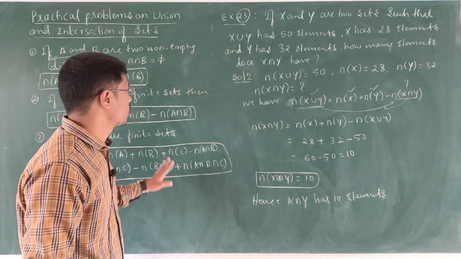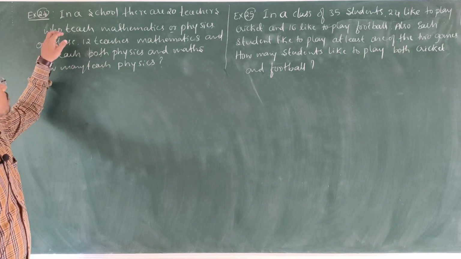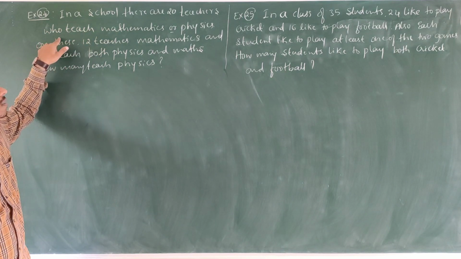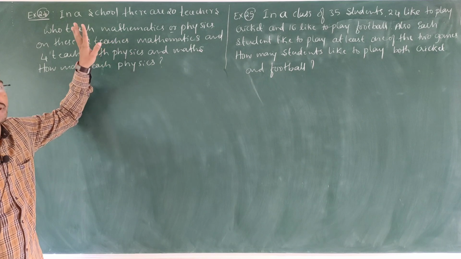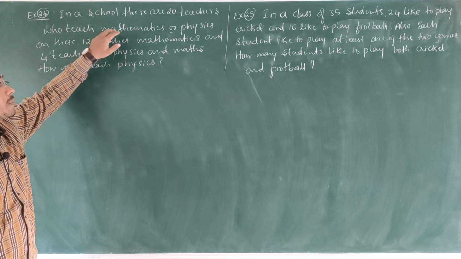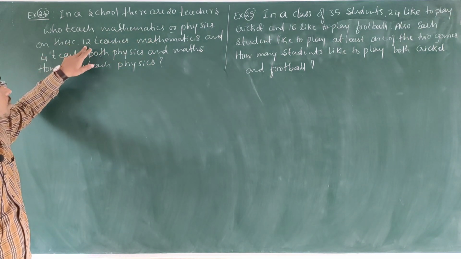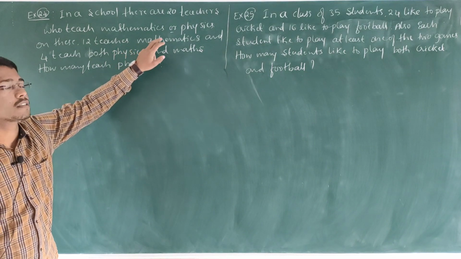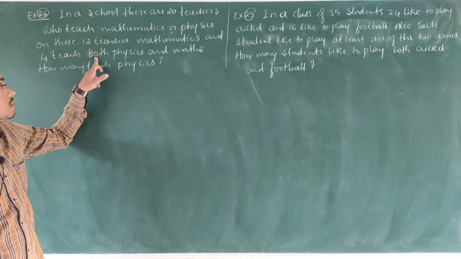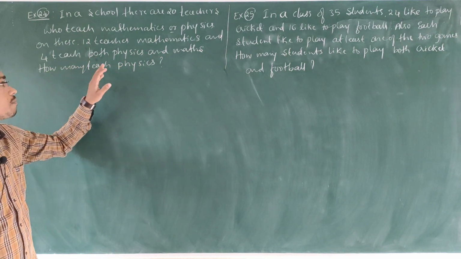Okay, so this is a very important problem for 3 marks. Next, example 24. In a school there are 20 teachers who teach mathematics and physics. Among the 20 teachers, some of them will teach mathematics and some of them will teach physics. Of these 20 teachers, 12 teach mathematics and 4 teachers teach both physics and mathematics. How many teach physics only?